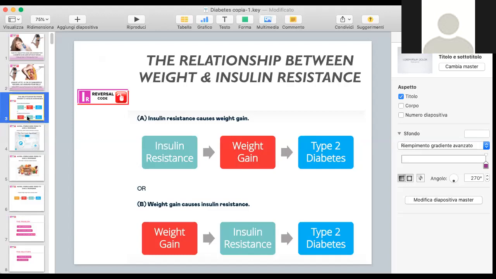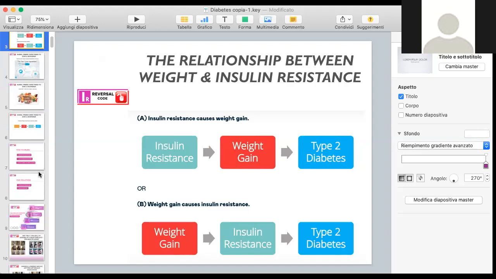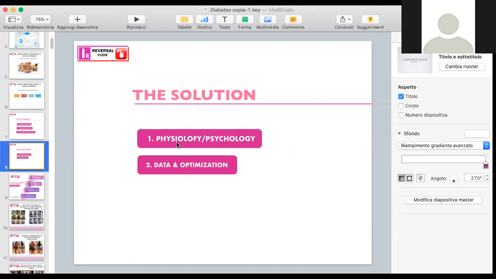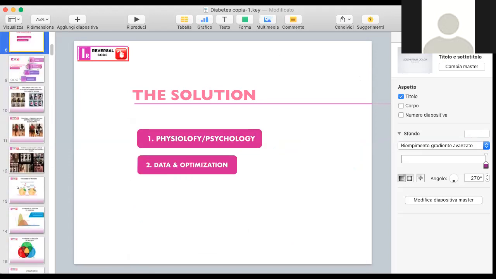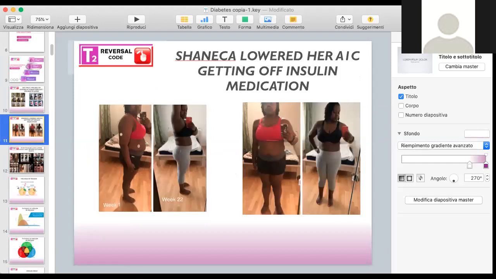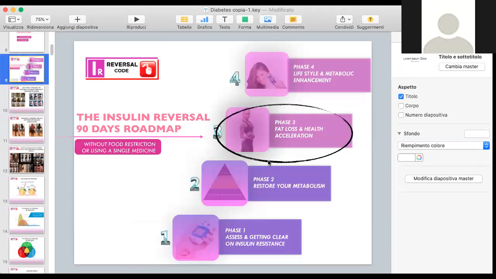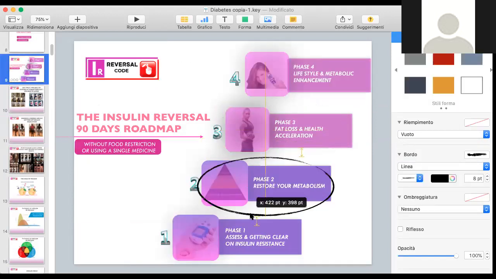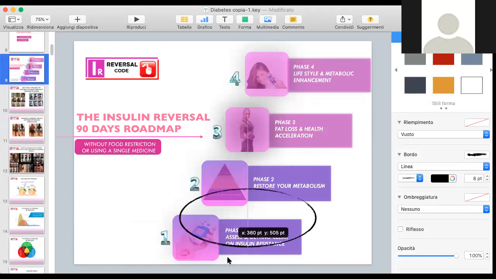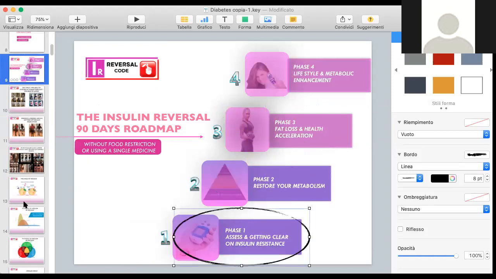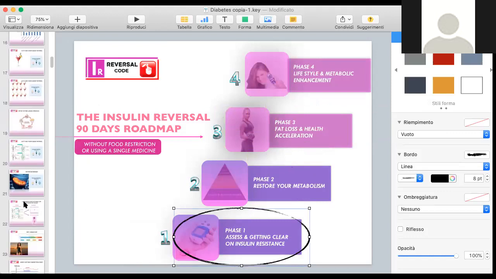Whatever the answer is to that, and we established that it's not easy to give an answer, we must understand physiology and psychology: why do we do the things we're not supposed to be doing, or why are we eating what we're not supposed to be eating. Then you need data extraction and optimization from that. This is how you get this kind of results. There is no way for you to jump into a diet without understanding metabolic restoration, or without understanding what insulin resistance is in the first place. You need to get that part down.